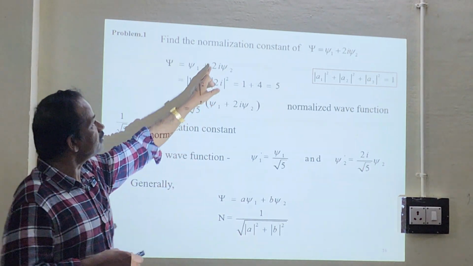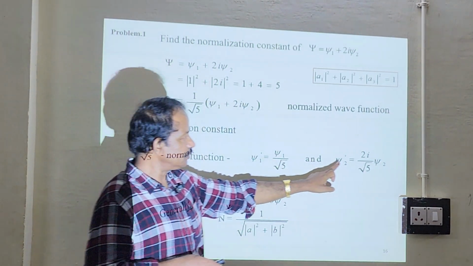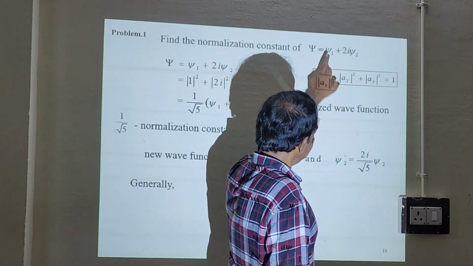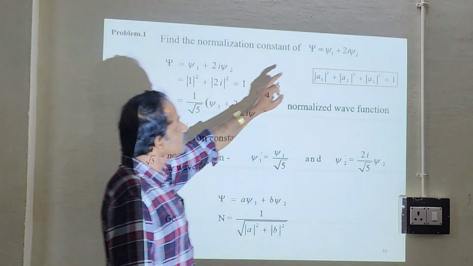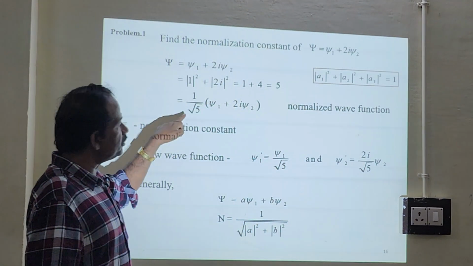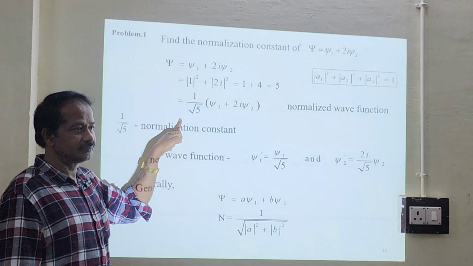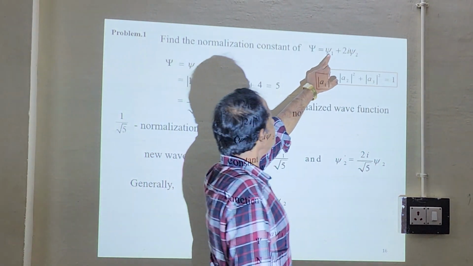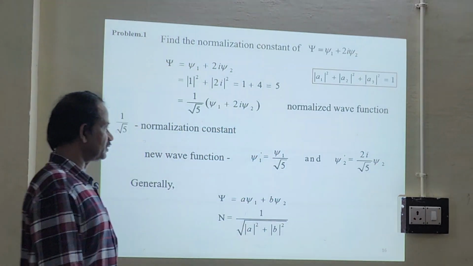So this is the old wave function. The new wave function will be psi 1 divided by root 5, and for psi 2, 2i divided by root 5. This is not normalized. This is normalized. Is it clear, the difference between these two? This is not normalized. After the normalization, the new wave function becomes 1 by root 5 psi 1 plus 2i psi 2. Individually you can write like this.